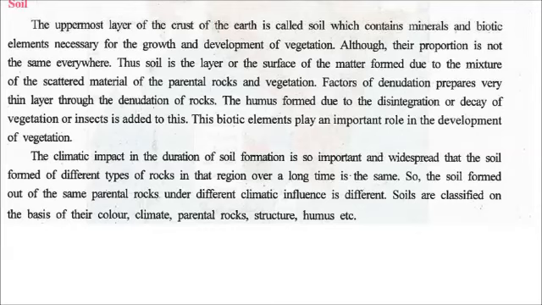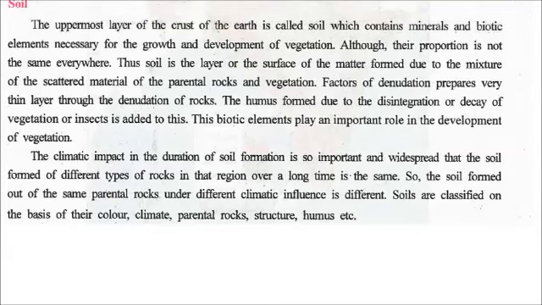So humus we did in the previous video. What do you mean by it? That is the decay part of the vegetation or insects. It gets added to these pieces of rocks. These biotic elements play a great role in the development of vegetation. Now second, the climatic impact in this time period of soil formation also is very important and widespread. And it is so important that the soil formed of different types of rocks in that region over a long period of time is the same.